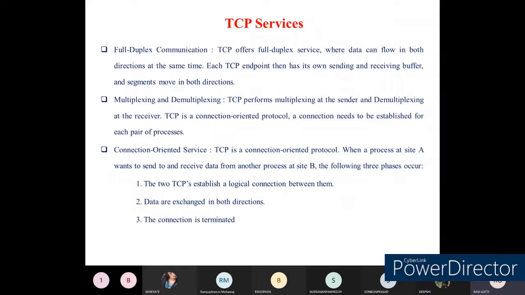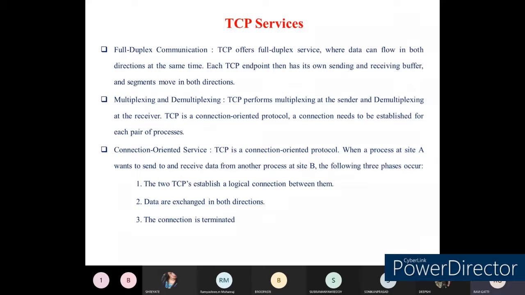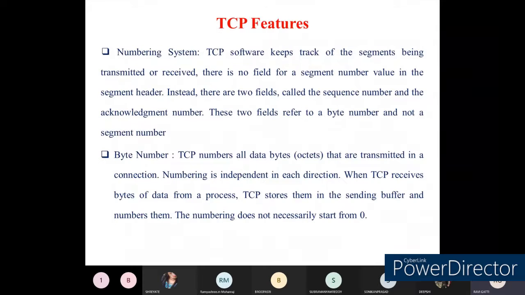So these are the services provided by the TCP protocol. TCP is the Transmission Control Protocol. So what services is it providing? It provides process-to-process communication, stream delivery services, reliable services, full duplex communication, multiplexing and demultiplexing, and connection-oriented services.